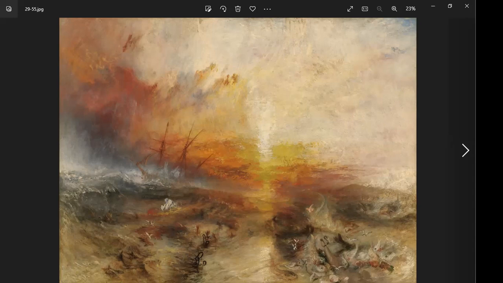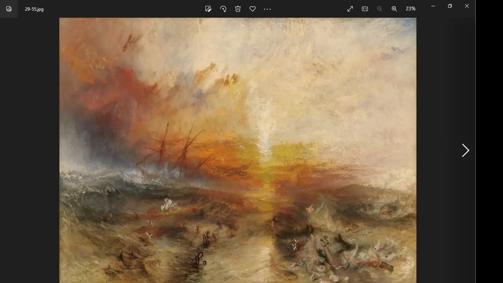He came slightly after Constable, but he was even more famous than Constable. They lived within a few decades, or their lifespans overlapped. So just say during his lifetime, that's the way to keep it brief. Turner was by far the most famous British painter.